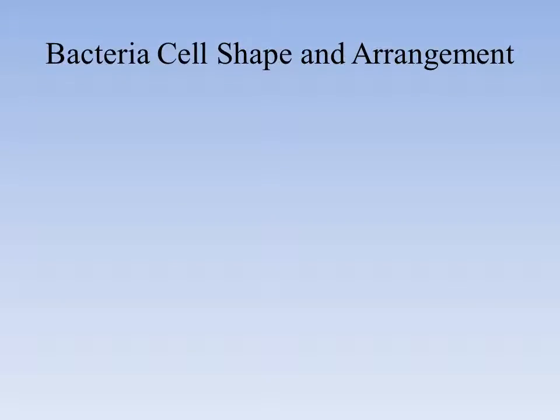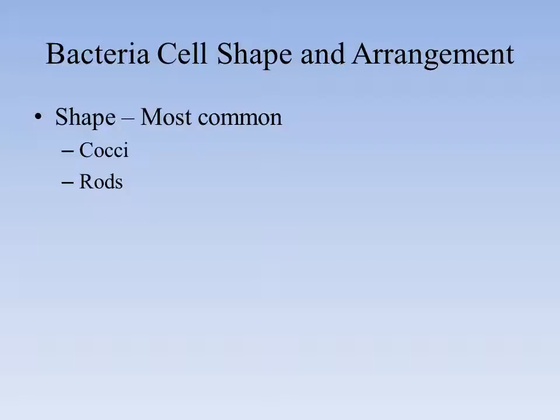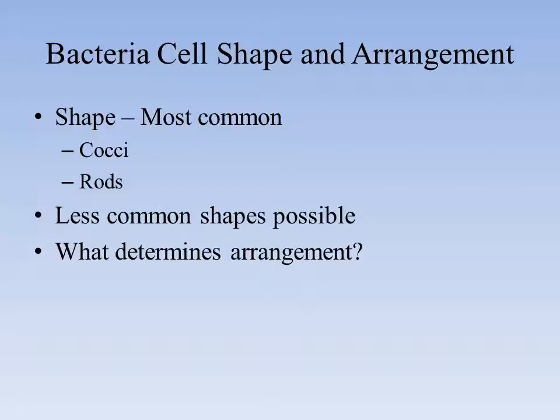So let's talk a little more about bacteria, because we're going to focus more on them than archaea this semester. So let's talk about bacteria cell shape and arrangement, the basic types of structure. In terms of cell shape, the two most common shapes are cocci, which is a fancy word for circles or spheres, and rods. There are less common shapes that are possible. We'll go over a couple of those in a second.